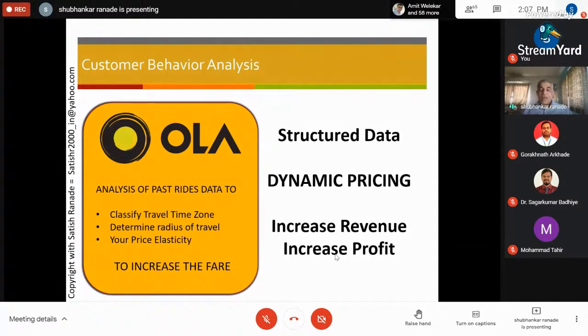Then there is something called slab pricing. So the most common example is our electricity bills. Up to 100 units, you have one rate. 100 to 300 units, you have another rate. 300 and more, there is a third rate. So this is called slab pricing. While dynamic pricing is much above all this. It changes from customer to customer, from time to time, from day to day. It is actually based on the situation. It is actually based on individual customer behavior. That is why it is called dynamic pricing.